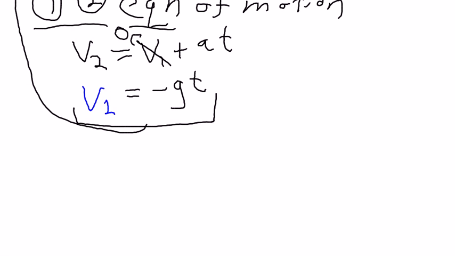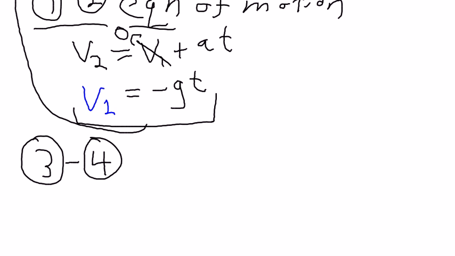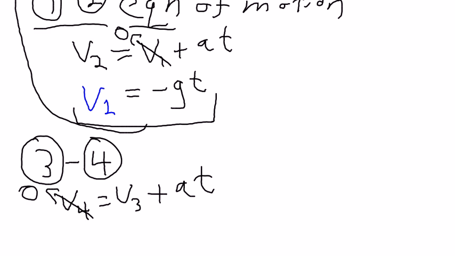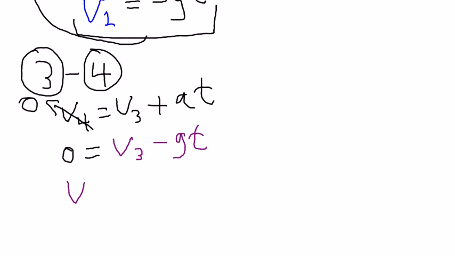Similarly, you can use equations of motion and analyze what happens from point 3 to point 4. You can use the same equation of motion, which tells us that v4 equals v3 plus acceleration times time. Once again, we have a value of 0 for v4, so 0 is equal to v3 minus gravity times time, and so you can observe that v3 is equal to gravity times time.